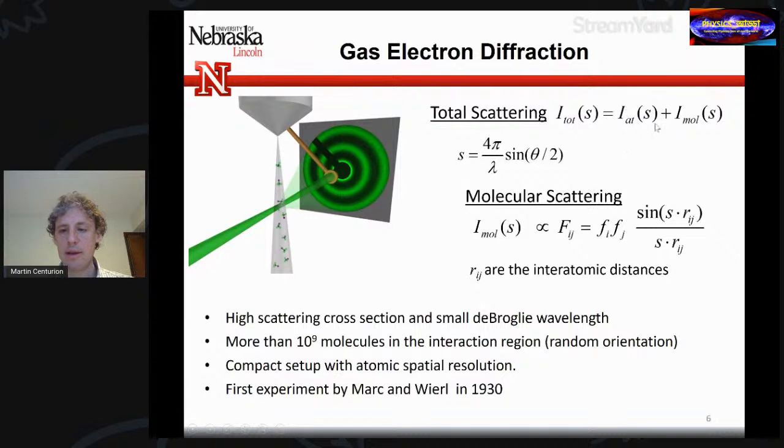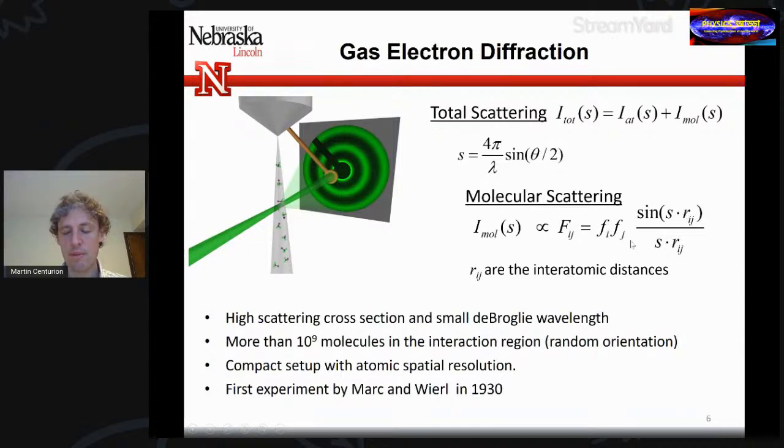Now, this atomic scattering is basically the scattering that you just get from individual atoms, so it does not contain any structural information. But the molecular scattering contains a sum of terms that look like this. The Fi and Fj are the scattering amplitudes of atoms i and j, so heavier atoms have a larger scattering amplitude. And then s is the momentum transfer, and Rij is the distance between atoms i and j. And then again, you get this in the denominator.